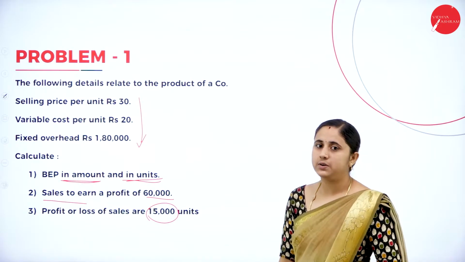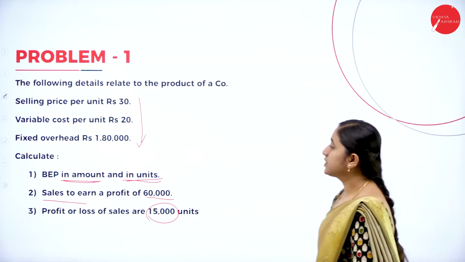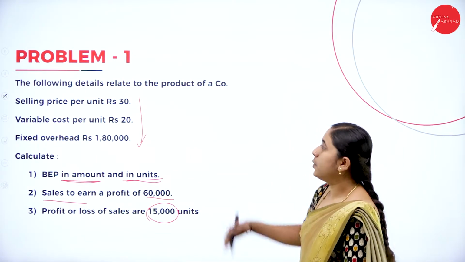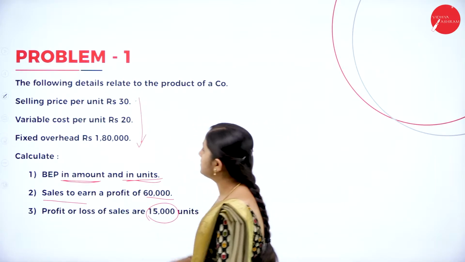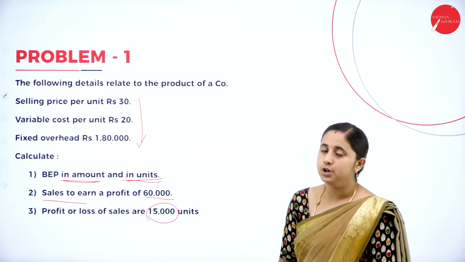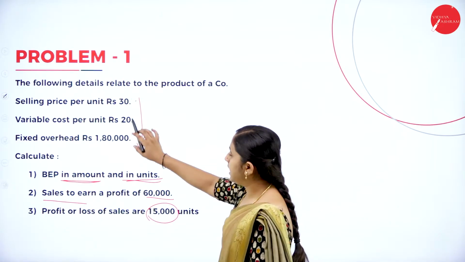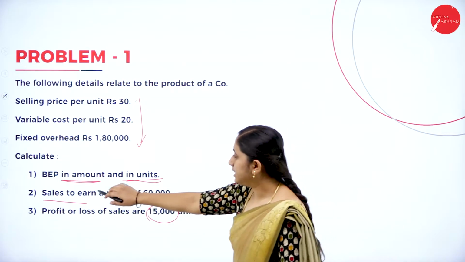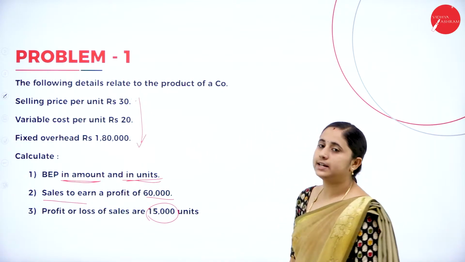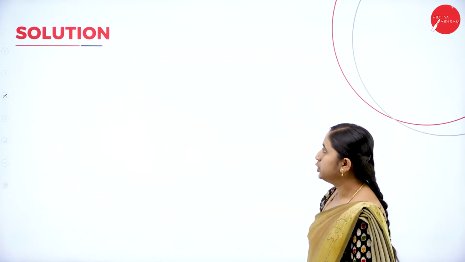In the last class we have discussed the formulas. Under that, first one, PV ratio. To calculate PV ratio, it requires contribution and selling price. Here we have selling price but we don't have contribution. So first calculate contribution. Contribution is equal to selling price minus variable cost. So to calculate the BEP, first you need to calculate the contribution and PV ratio. Let us start with the solution.